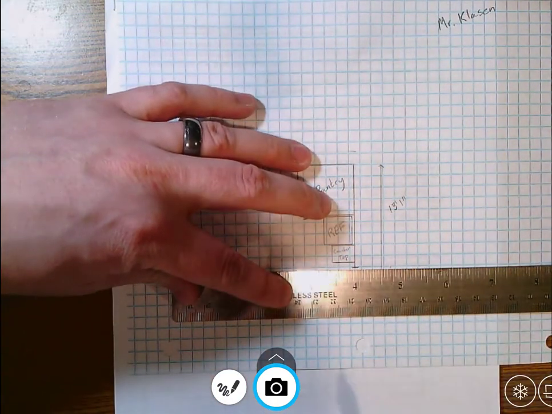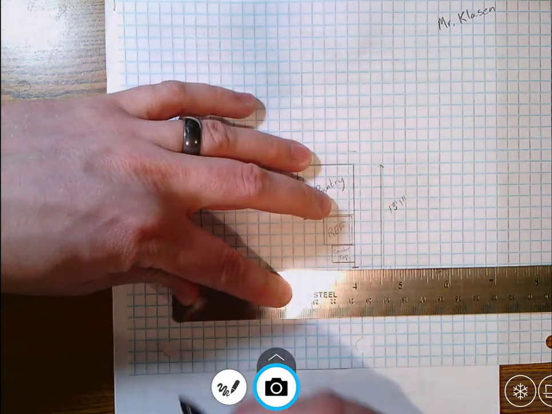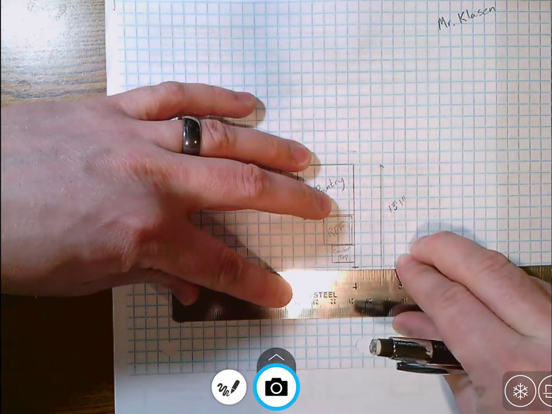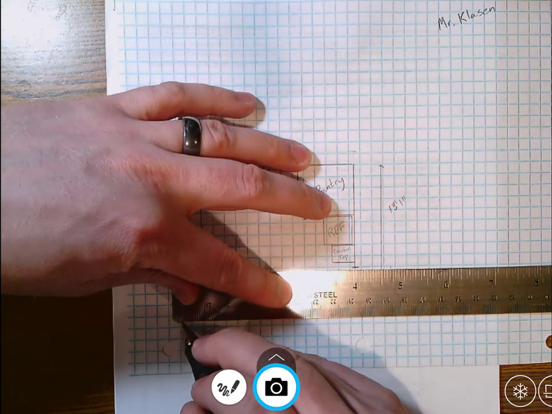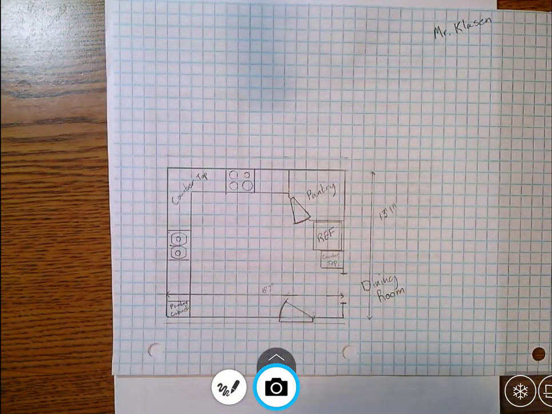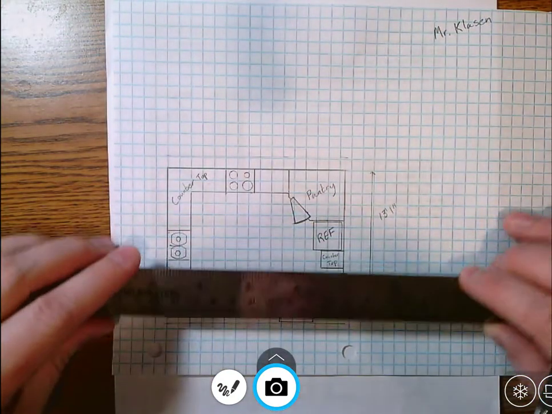Halfway. Is that? Well, that's pretty close to halfway. I think that's halfway. Okay, yeah, that's about halfway right there.